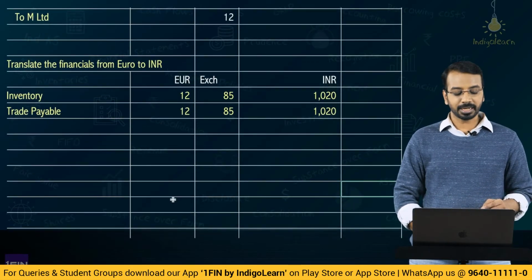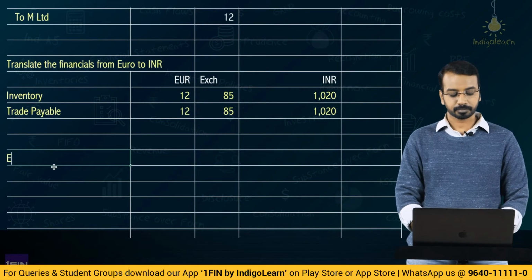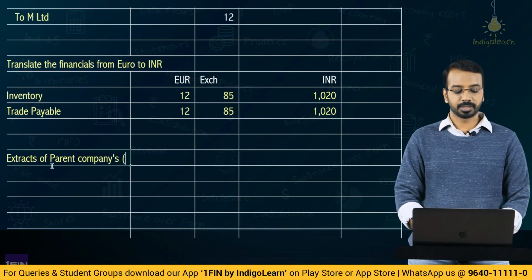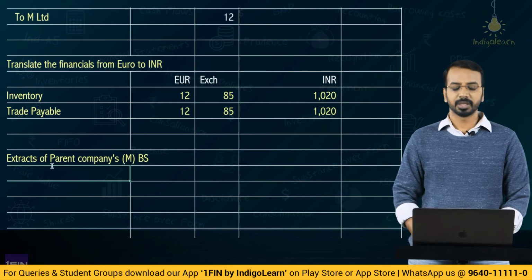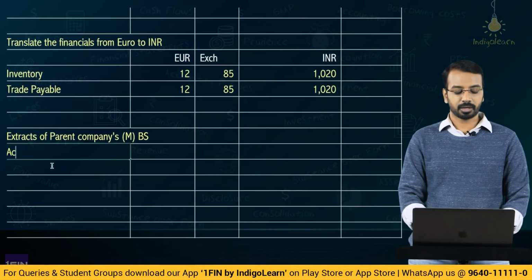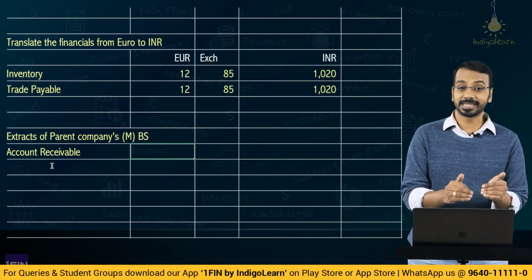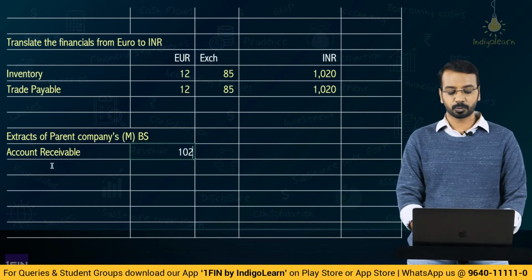Now, in the parent company financial statement, that is M Limited's balance sheet, what all will you have? You have account receivable at what rate? Closing rate, because we have restated it. It is a foreign currency item, so it is at 1020.